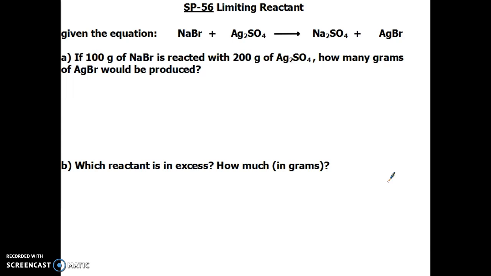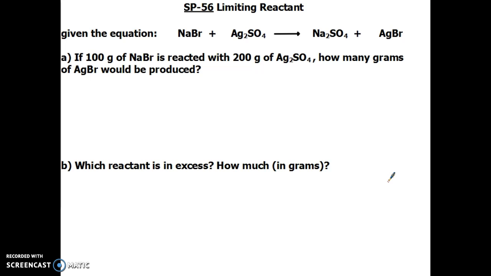The first question asks, if we had 100 grams of NaBr, and it's reacted with 200 grams of Ag2SO4, how many grams of AgBr would be produced? Now that's a little bit different than a normal mass-mass problem, but this is a mass-mass problem because we're starting with a mass and we're ending with a mass.